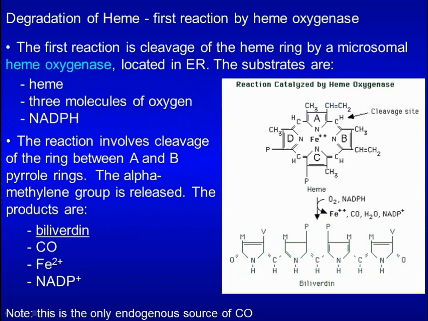The first reaction is cleavage of heme ring between A and B pyrroles. This reaction is catalyzed by heme oxygenase. It is located in the ER. This reaction requires NADPH. The products are biliverdin, carbon monoxide, ferrous iron, and NADP+. This is the only endogenous source of carbon monoxide.